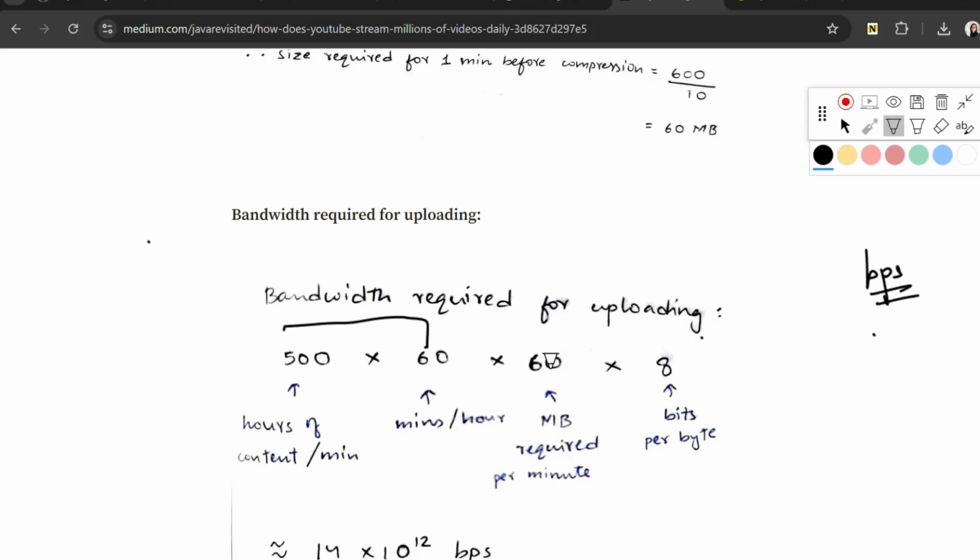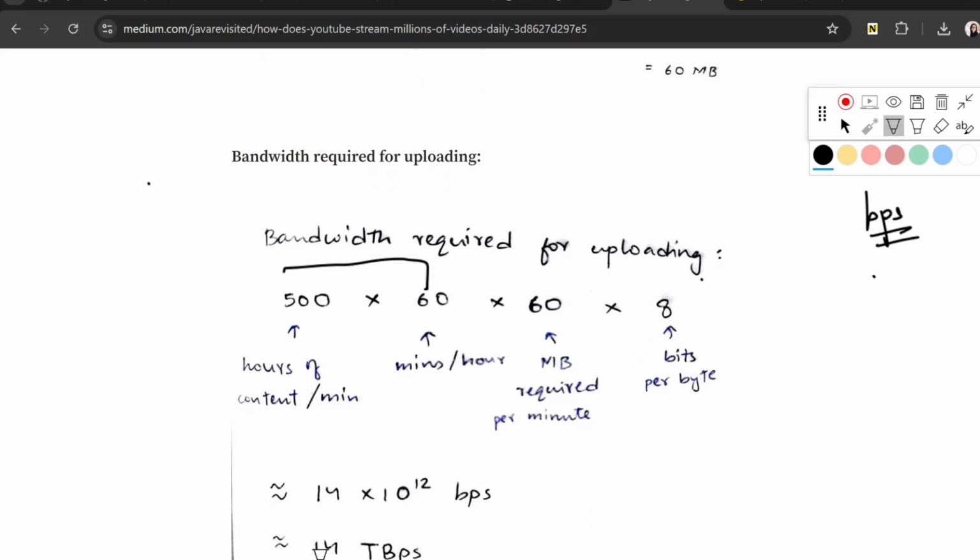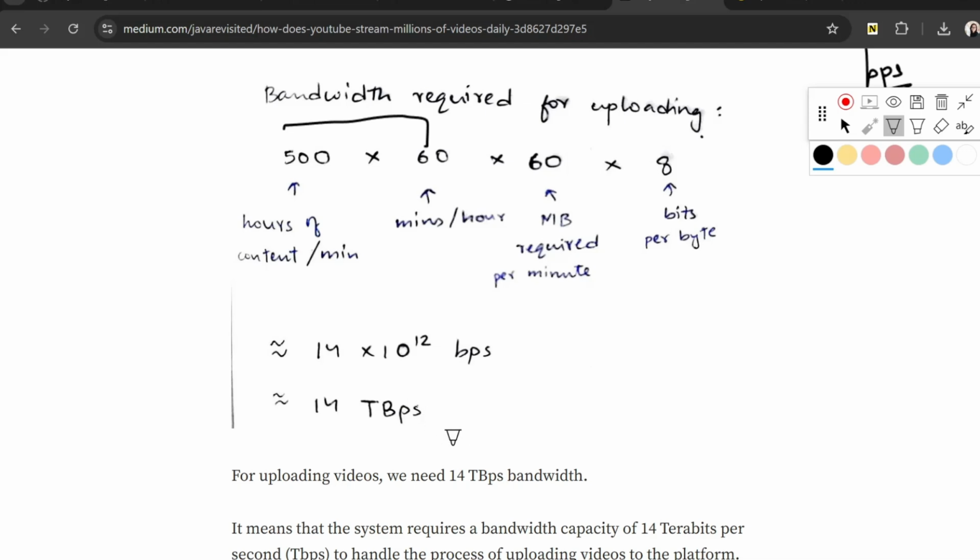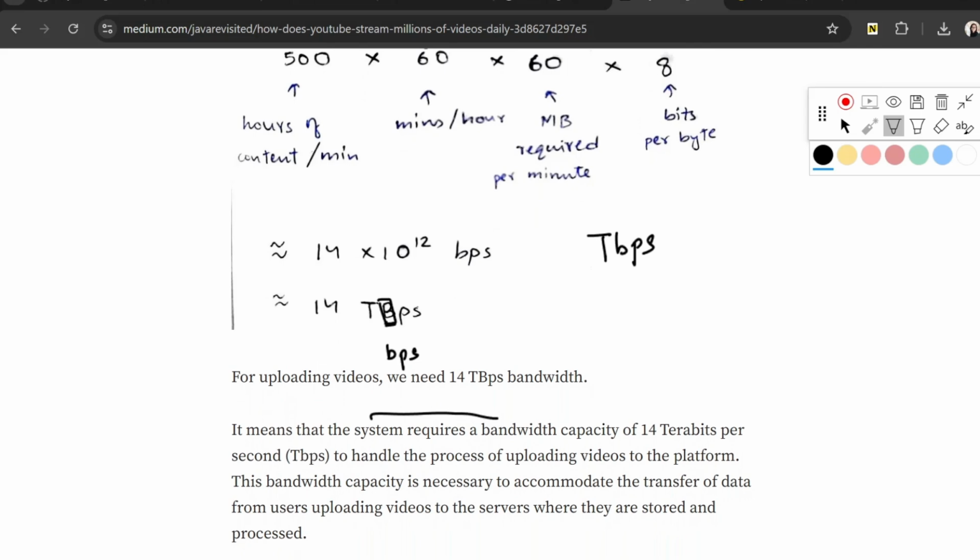That is why we multiplied by 60, which gives us 14 terabytes per second. Actually, the notation should be terabits per second, TBPS. That is a typo, it should not be B, because we multiplied by 8. Anyway, the system needs a bandwidth capacity of 14 terabits per second. This is the right notation, TBPS. To handle uploading videos to the platform, it needs 14 terabits per second. It has to handle that much capacity.